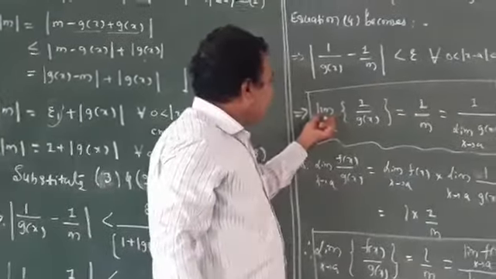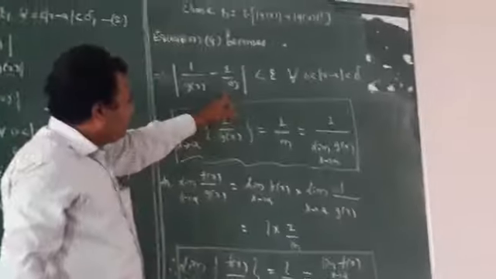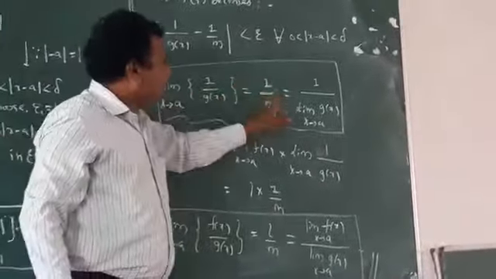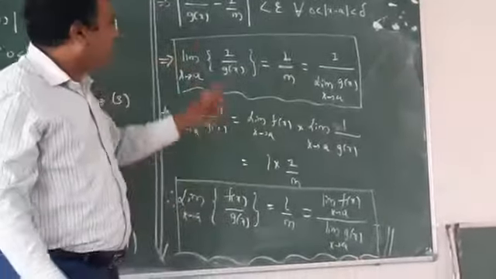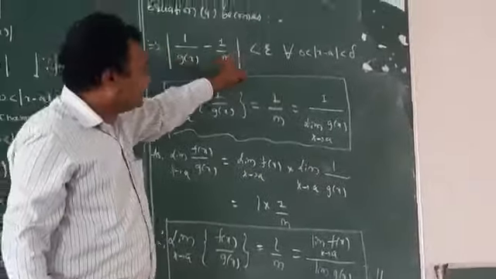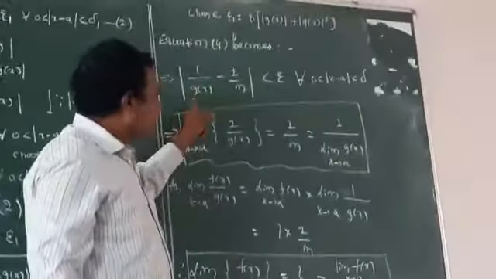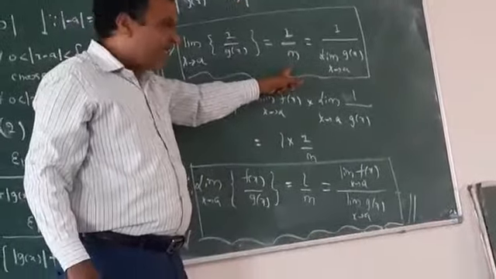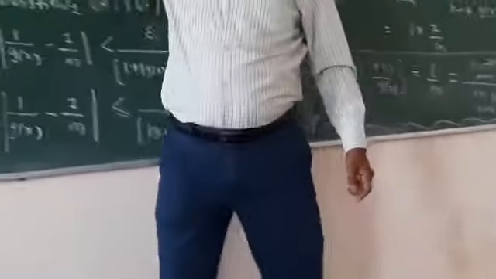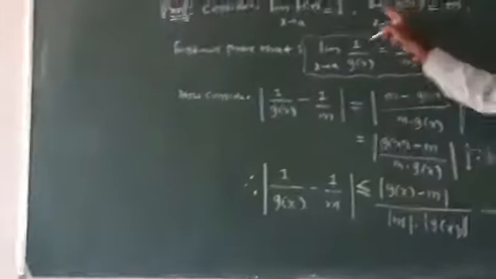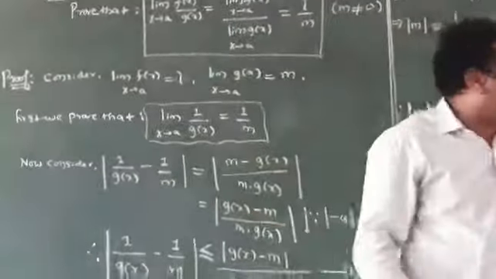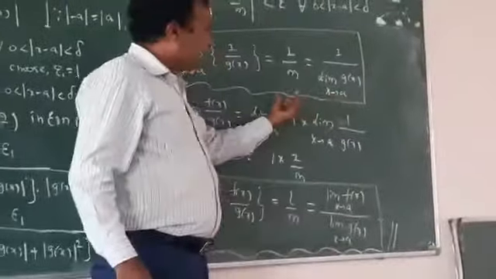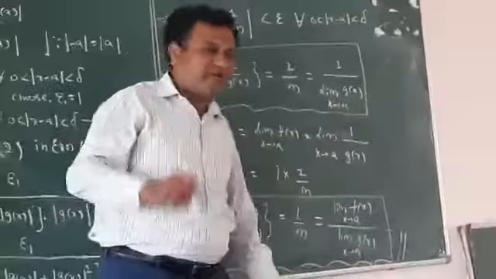So applying limit, if you apply limit to this, it becomes limit of 1 divided by g of x as x tends to a is equal to 1 by m, according to the definition of limit. If modulus of xn minus l is less than epsilon, limit of xn as n tends to infinity equals l. So in place of l it is 1 divided by m. 1 by m, where m you are considering as limit of g of x as x tends to a. That is 1 divided by limit of g of x as x tends to a. So this is the proof related to the first one.